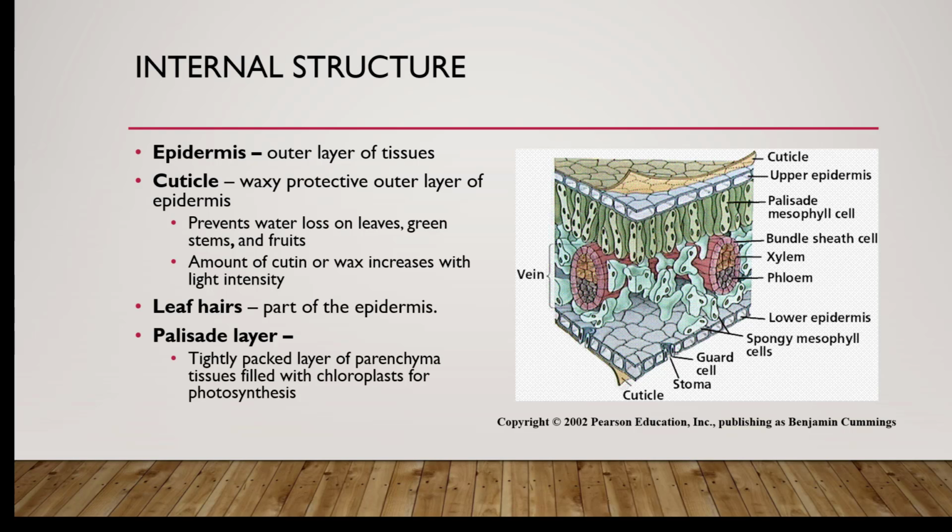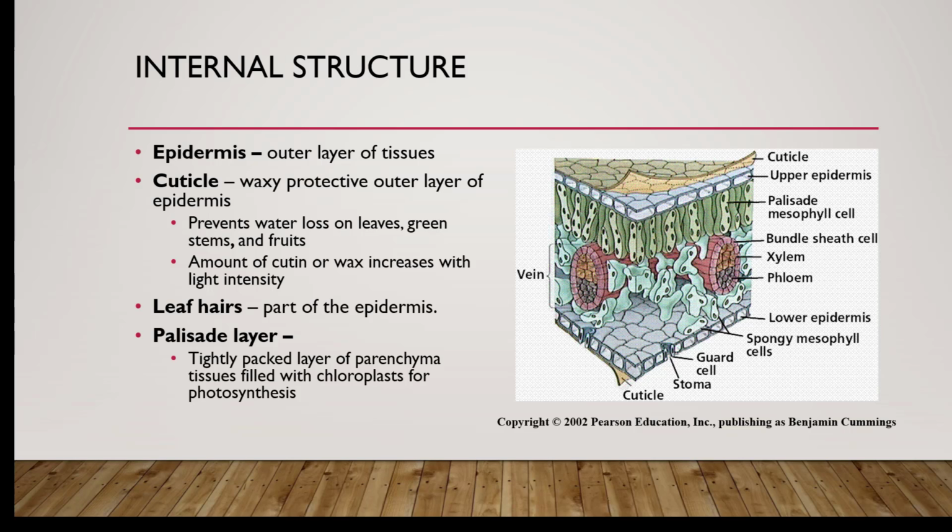So the internal structure of a leaf consists of the epidermis, which is the outer layer of tissues, just like stems and roots. Cuticle, which is the protective outer layer of an epidermis. This helps reduce the water loss on leaves and stems and fruits. And it really depends on what kind of light you have to tell how much cutin or wax you have. So plants that are in full sun tend to have a thicker amount of cutin or wax. Leaf hairs are part of the epidermis.